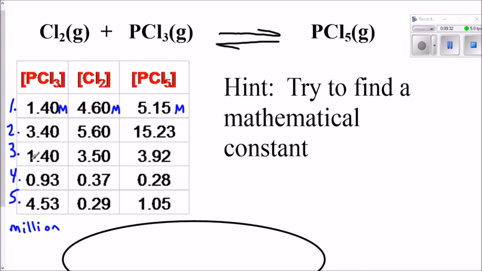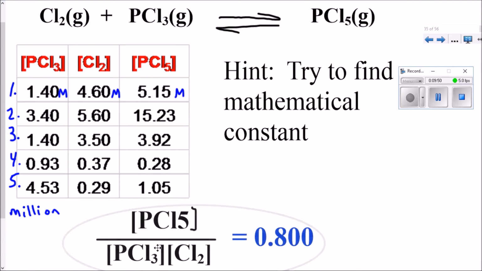So what do all these equilibriums share in common? Well, what they share in common is a mathematical constant. If we can take all these equilibriums and turn them into an actual equation, we can find this constant. The constant is found as follows. If we take the concentration of our product and divide it by the concentration of our reactants multiplied by each other, for every single one of these equilibriums, you'll always get 0.8. Now, I'm not going to belabor the point and show you this, but every single equilibrium at this temperature and pressure will always be equal to 0.8.